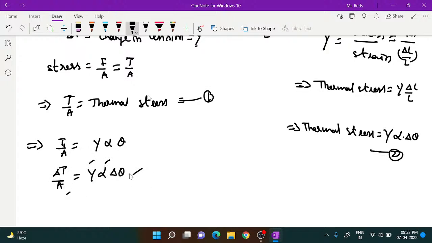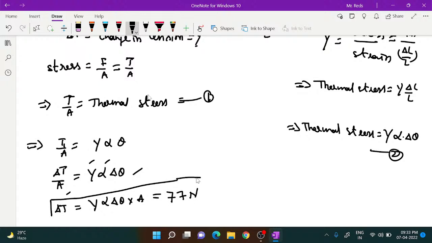What is this question number? 15. So change in tension is equal to Y alpha delta theta into A. Alpha is actually given with some different symbols, and you have to take it into A. All the values are given, substitute, and on simplifying we'll get approximately 77 Newton. Change in tension, T is tension, not temperature; theta is temperature here. Okay, that's it.